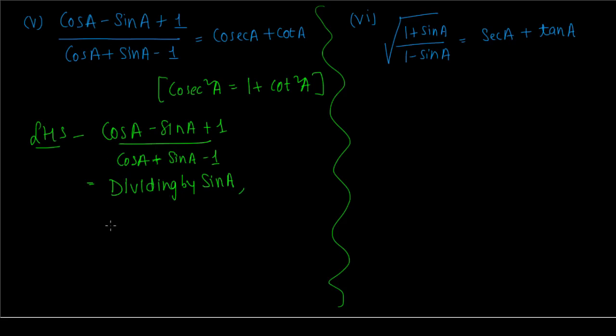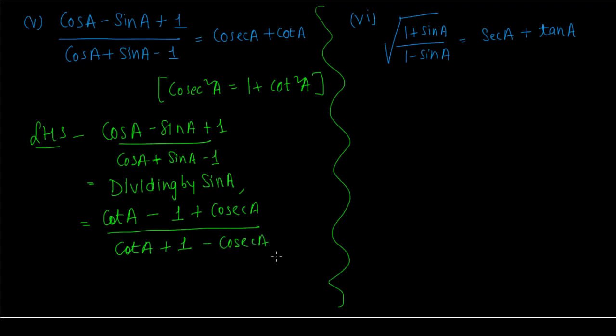we get cos A by sin A, which is cot A, minus sin A by sin A, which is 1, plus 1 by sin A, which is cosec A, divided by cos A by sin A, which is again cot A, plus sin A by sin A, which is 1 again, minus 1 by sin A, which is again cosec A. So we got the trigonometric functions we need on the RHS. So that's one advantage, right?